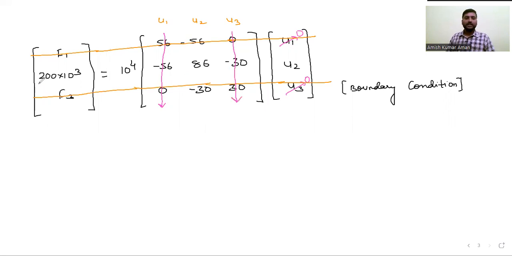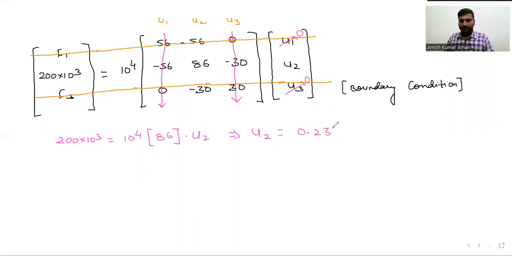On the right side you have 200 into 10 to the power 3. Then here 10 to the power 4 is outside, right? Next, the left one is 86, and the leftover is u2. So directly from here, your unknown u2, the displacement at the second node, you are going to get as 0.233 mm. Directly we got the u2 value, right?